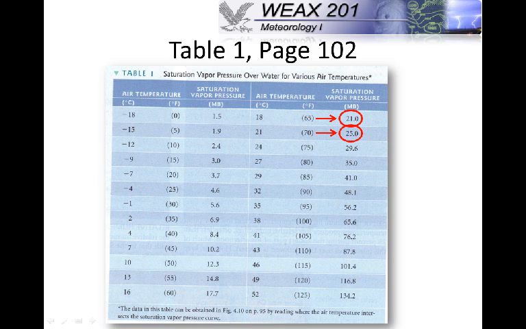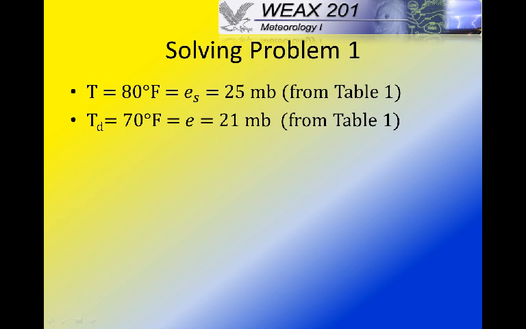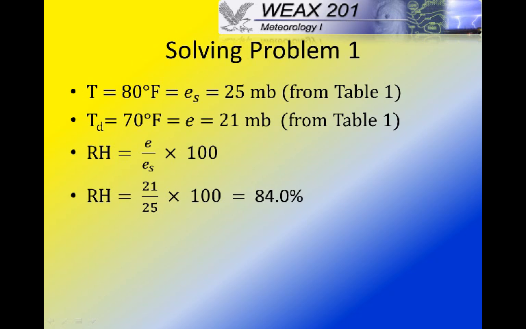Solving the problem once again, temperature of 70 degrees Fahrenheit correlated to the saturation vapor pressure of 25 millibars from Table 1. Dew point temperature of 65 degrees Fahrenheit correlated to a vapor pressure of 21 millibars from Table 1. Insert that into the relative humidity formula. We see that the relative humidity equals 21 millibars divided by 25 millibars times 100, which equates to an even 84% relative humidity.